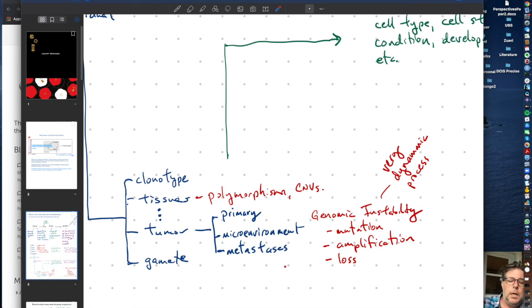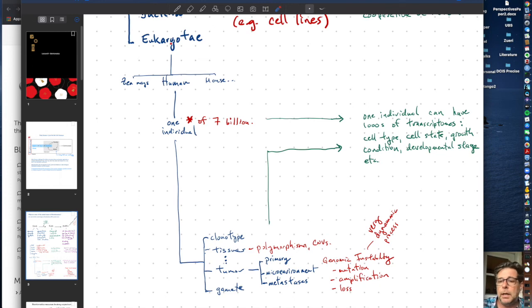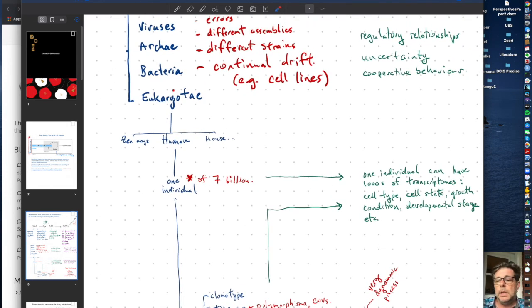So I hope to convince you that even within one tissue and one tumor, there are multiple genomes within one individual, of many individuals within one organism, of hundreds of thousands, if not millions of organisms across the tree of life. Those databases have to consider all of that.